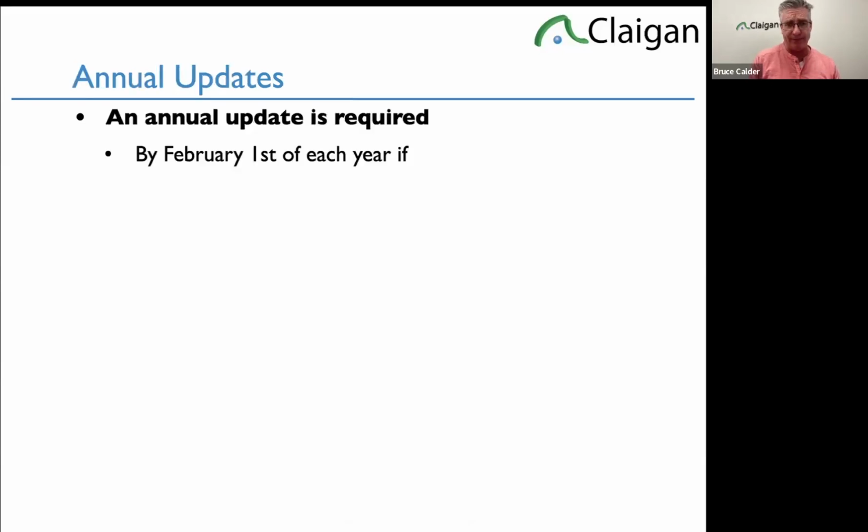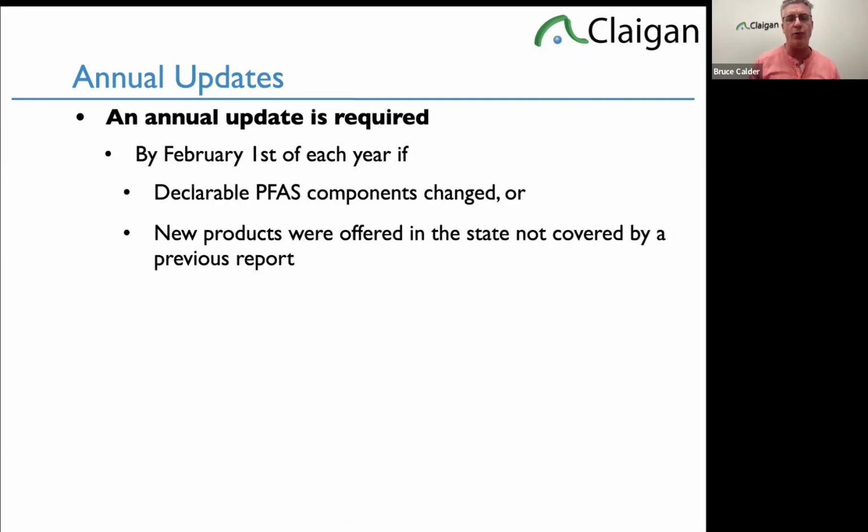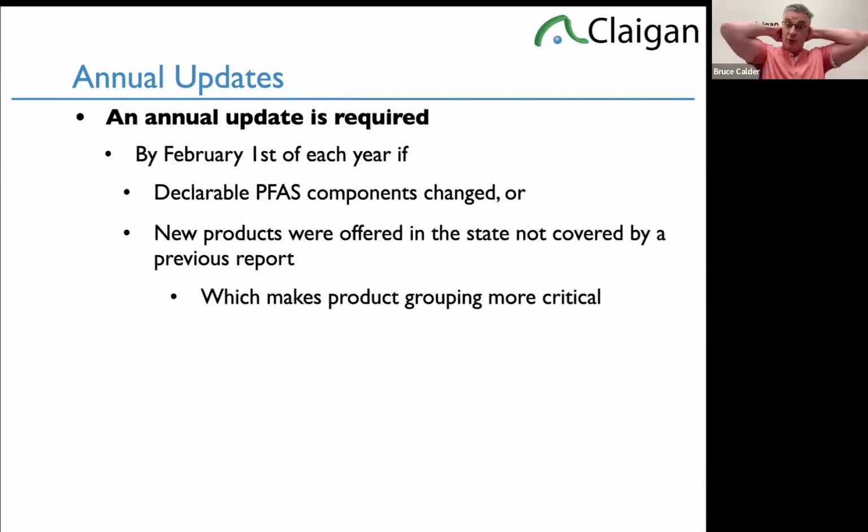An annual update is required by February 1st. So January 1st is the initial one, and February 1st is the update of each year if declarable components have changed or new products are being offered not covered by a previous report. So if you didn't group it, it's covered under there. If you do everything by listing every single UPC code, you probably have to add those each year, which kind of sucks. That's why we tend to use customs codes a lot better, which makes product grouping critical. So each time you do an individual new refrigerator, you've structured it so your refrigerators are covered as long as the PFAS components haven't changed.